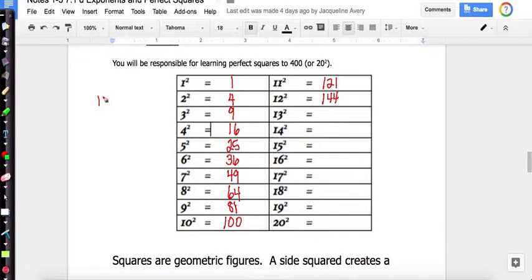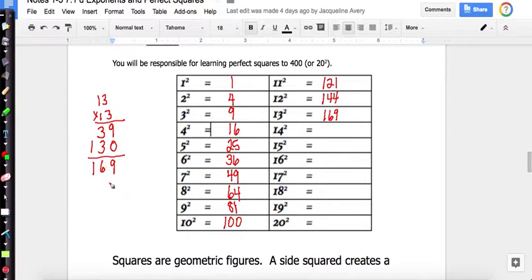The first one is 13 squared, so we're going to do 13 times 13. 3 times 3 is 9. 3 times 1 is 3. Now remember, in the second line of multiplication, we drop a 0 because this 1 is in the tens place. So we drop the 0. 1 times 3 is 3, and 1 times 1 is 1. When we add this up, 9 plus 0 is 9, 3 plus 3 is 6, and 1 plus nothing is 1. So 13 squared is 169.